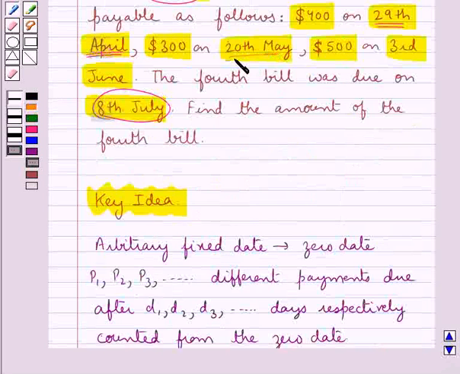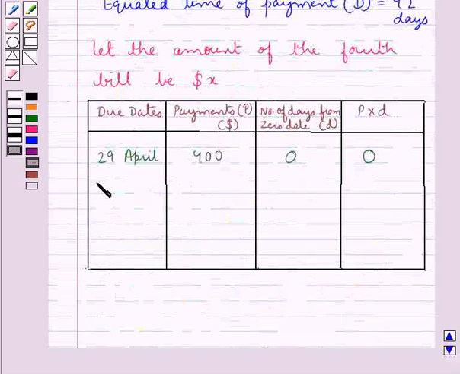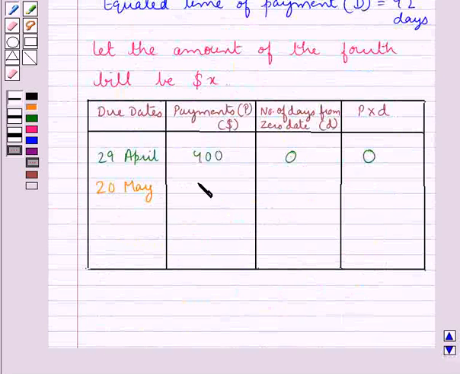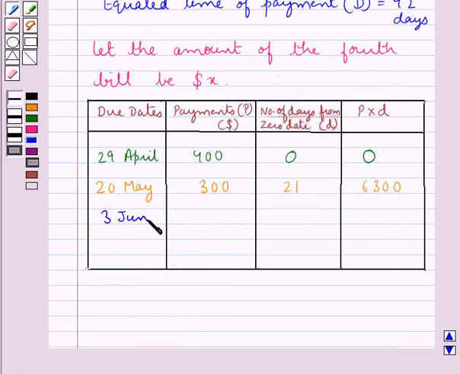Our next due date is 20th May for which the payment is $300. Next we write in the table 20 May and the payment is $300 and the number of days from the 0 date, which is 29th April, would be 21 days. Now P multiplied by D would be 21 into 300 which would be 6300. Then next due date is 3rd June for which the payment is $500, and number of days from the 0 date, that is small d, would be 35, and now 500 multiplied by 35 gives us 17500.